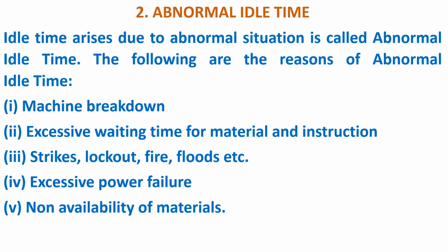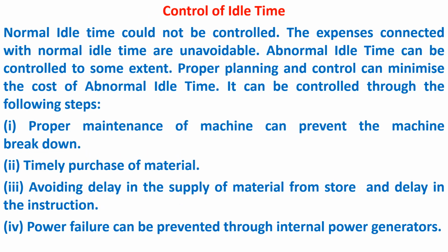2. Abnormal idle time. Idle time arises due to abnormal situation is called abnormal idle time. The following are the reasons of abnormal idle time. 1. Machine breakdown. 2. Excessive waiting time for material and instruction. 3. Strikes, lockout, fire, floods, etc. 4. Excessive power failure. 5. Non-availability of materials.